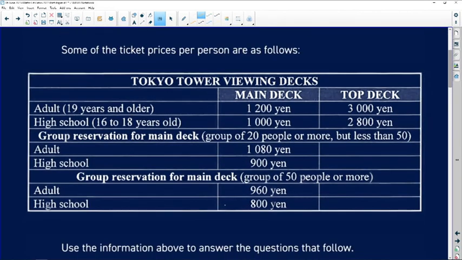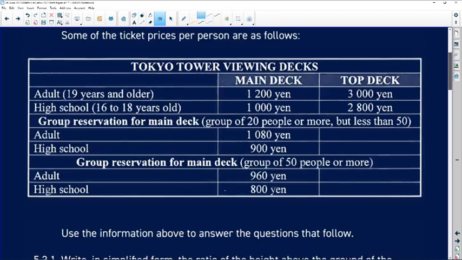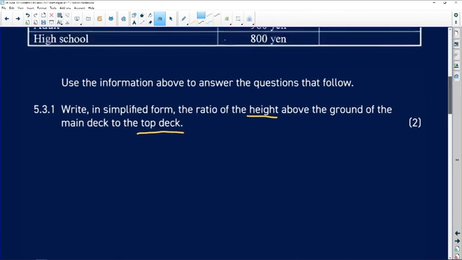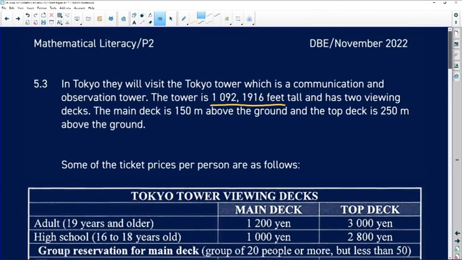And then we have the viewing decks, adult, it says 19 years and older, and how much each person is going to pay according to their age. Write in simplified form the ratio of the height. So we want the ratio of the height above the ground of the main deck to the top deck. You have to put it in the order that is given. Okay, so we know the height above the main deck. So it's 150 is to 250.